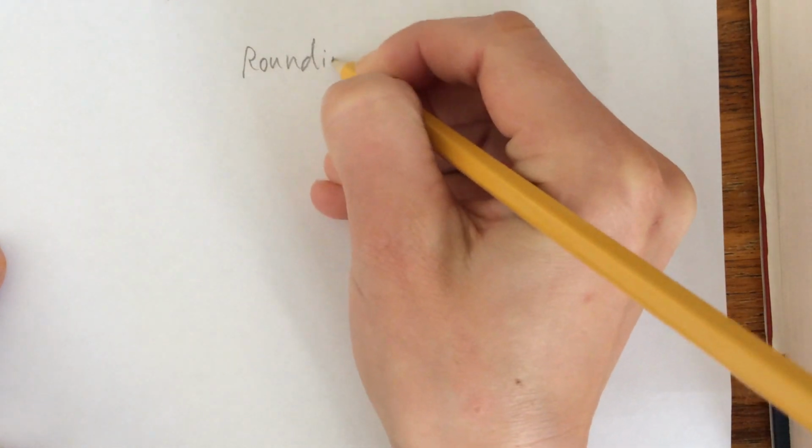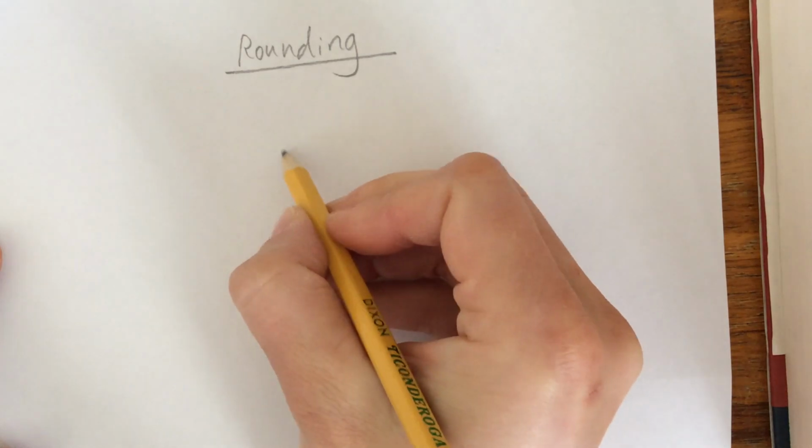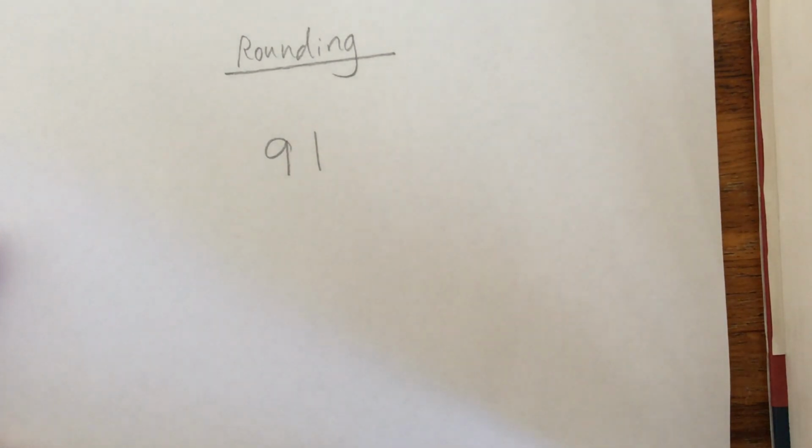Okay, let's try something else now. I would like to remind you about rounding. If you would like to write that down so you remember what we're doing, we are rounding. And yes, let's start with a more simple number like 91. I would like you to round 91 to the nearest 10. You can pause the video and come back.